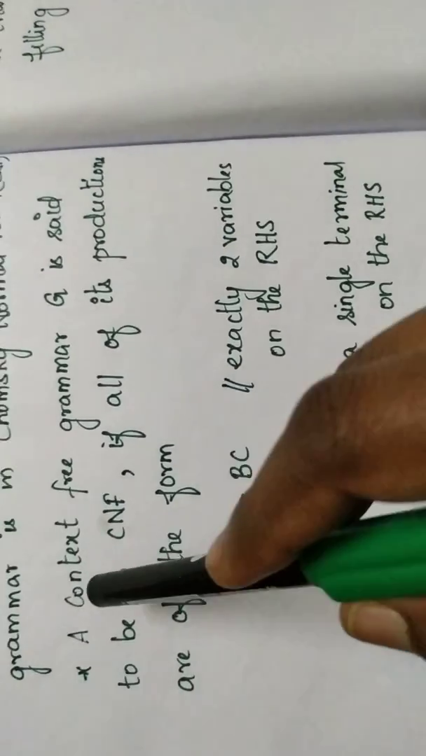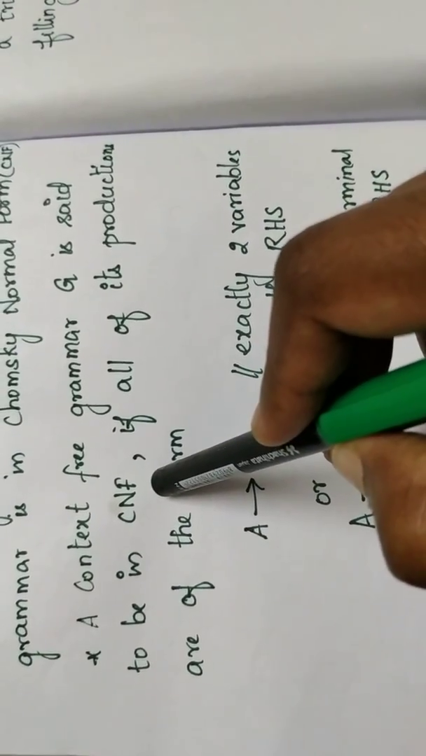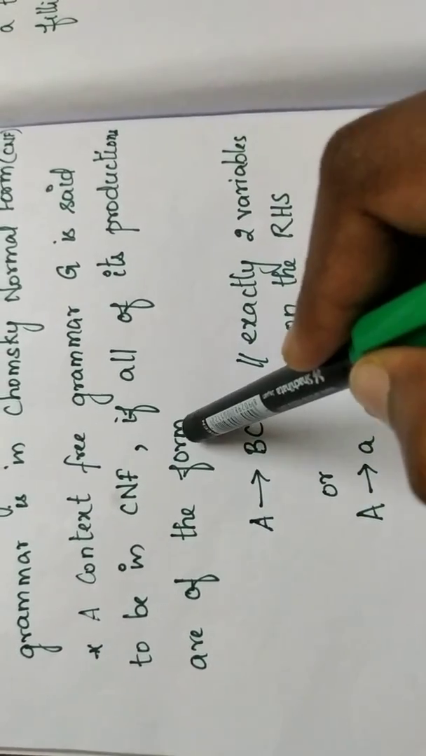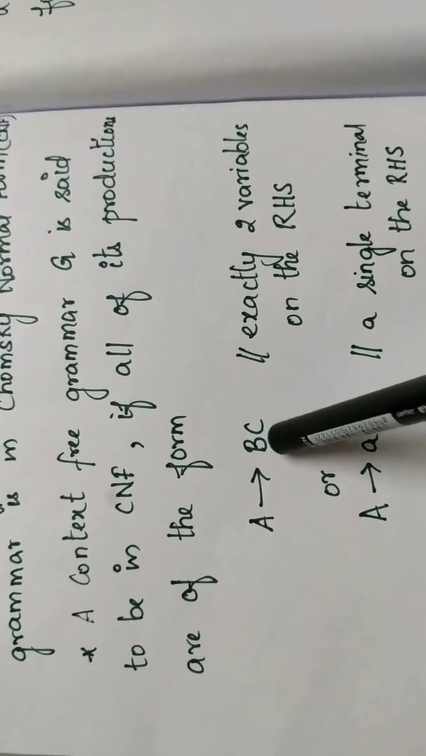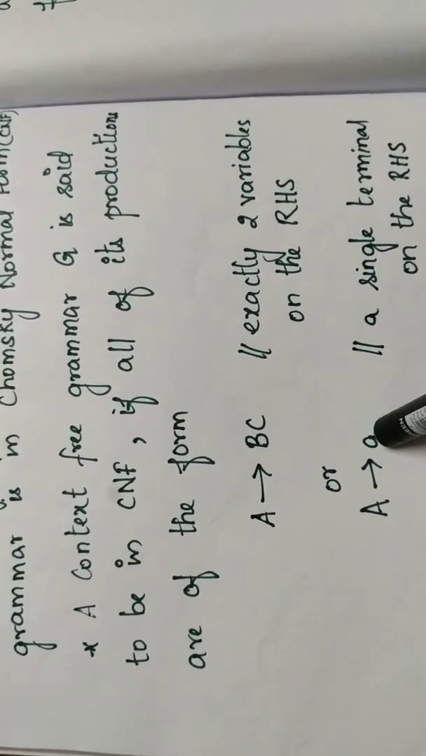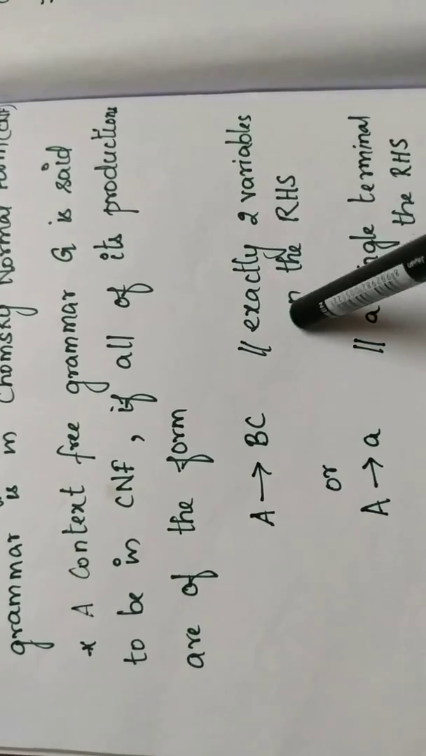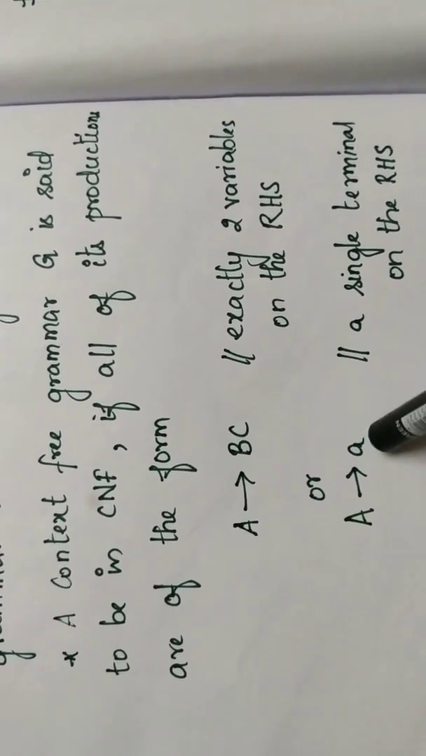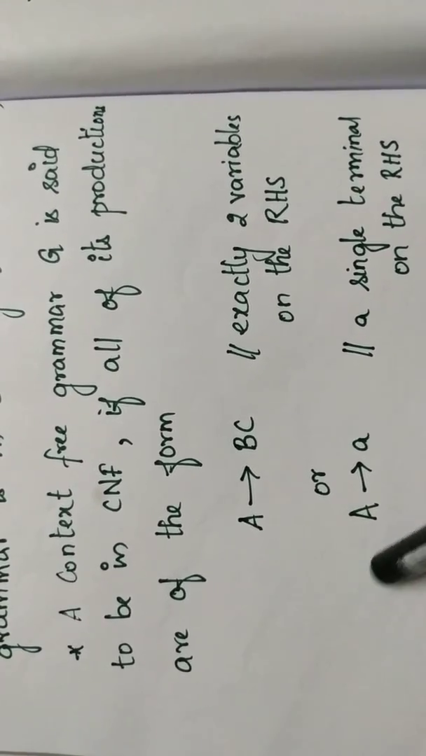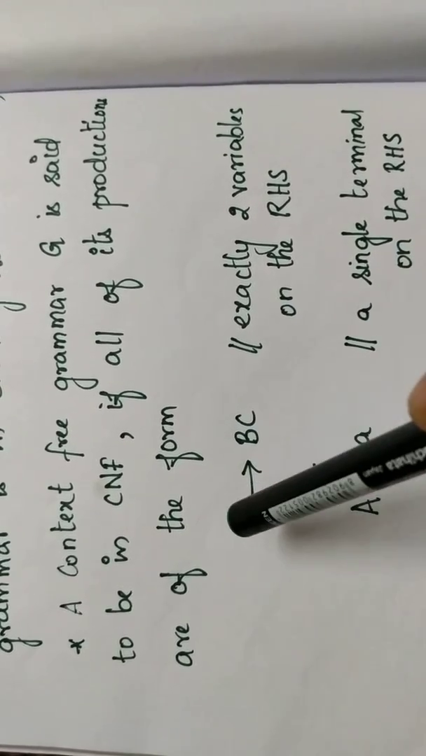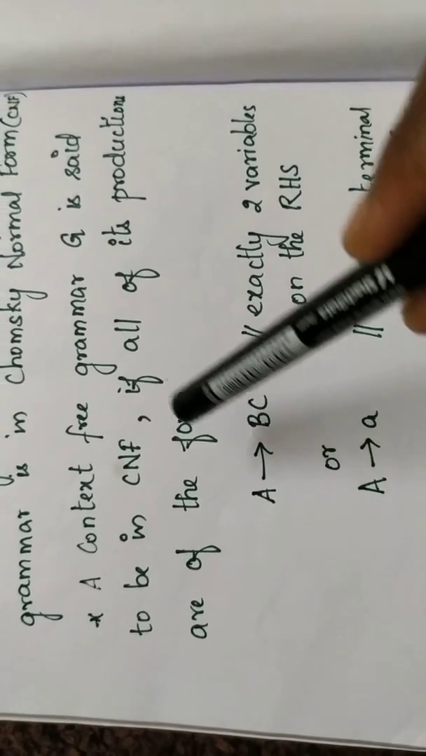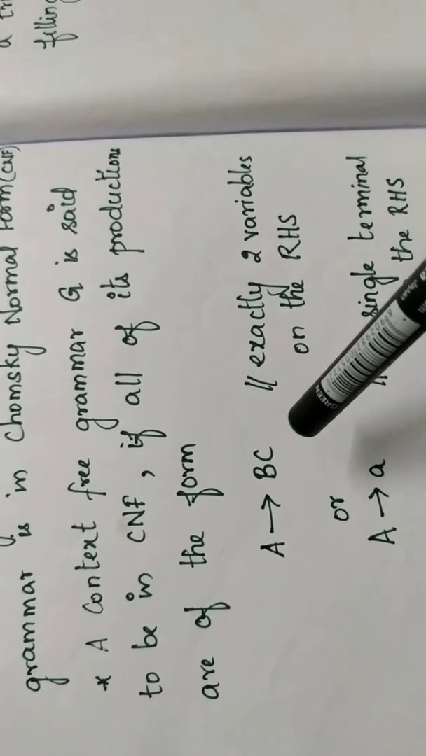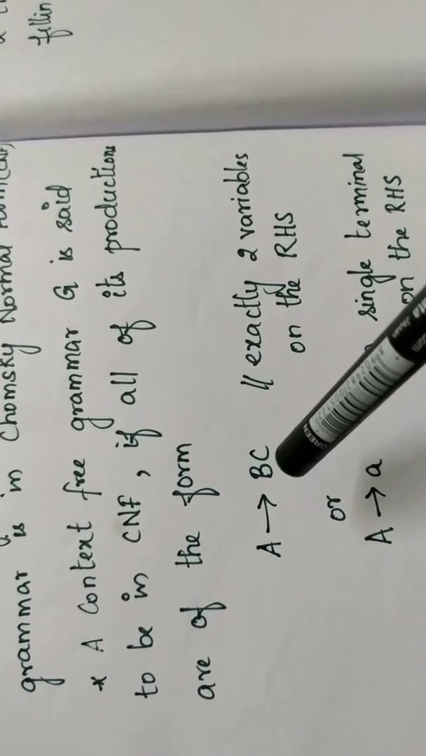A context-free grammar is said to be in Chomsky normal form if all of its productions are of the form either A gives BC or A gives small a. That is, exactly two variables on the right hand side, A gives BC, or only a single terminal on the right hand side. If all the productions are of this form and a string is given, we can say whether the given string is a member of this context-free language or not.